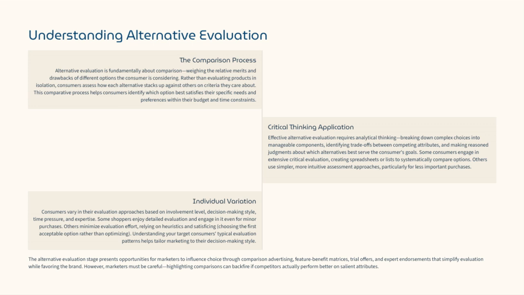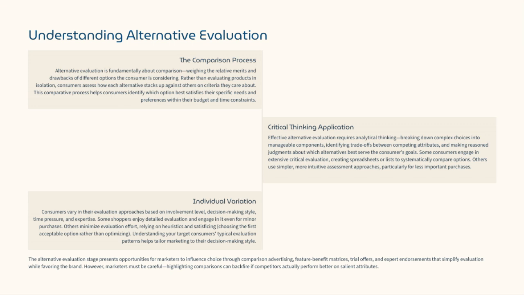For instance, if your consumers love detailed comparisons, providing comprehensive information can be effective. If they tend to rely on quick heuristics, simpler messages might work better. Effective alternative evaluation also requires analytical thinking. Consumers need to break down complex choices into manageable parts, recognize trade-offs between different features, and make reasoned judgments about which options best meet their needs. Some consumers go all out, creating spreadsheets or lists to compare options systematically. Others keep it simple, especially for less important purchases, relying on gut feelings or quick assessments.